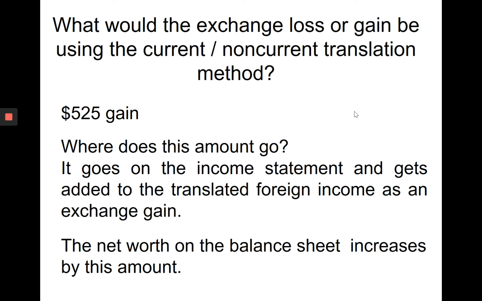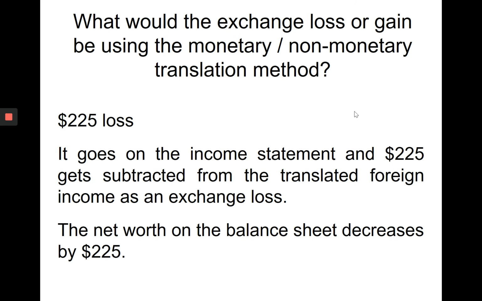Under current non-current, we had a gain of $525, and you saw the method for calculating it. The next question is, where does this amount go? It goes on the income statement and gets added to the translated foreign income as an exchange gain. In other words, our profit will be affected and will increase by $525. The net worth on the balance sheet increases by this amount also. So both balance sheet and income statement are affected.